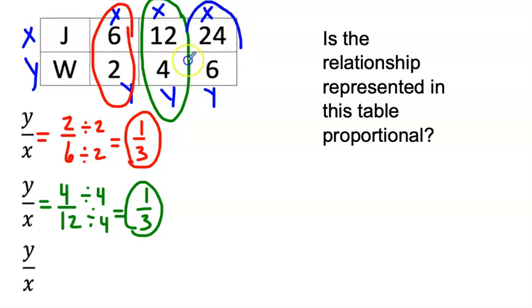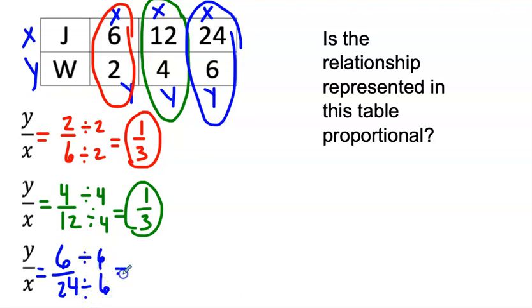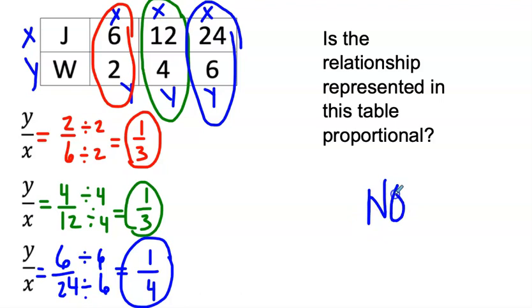And then this last point, the y is 6, the x is 24, and we can reduce this fraction as well to be able to compare it to the other two. 6 divided by 6 is 1, and 24 divided by 6 is 4. 1/4 is not the same as 1/3 and 1/3. Since the unit rate was not the same throughout, this table is not proportional.